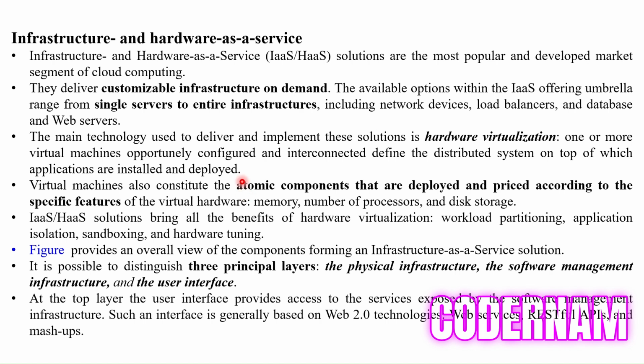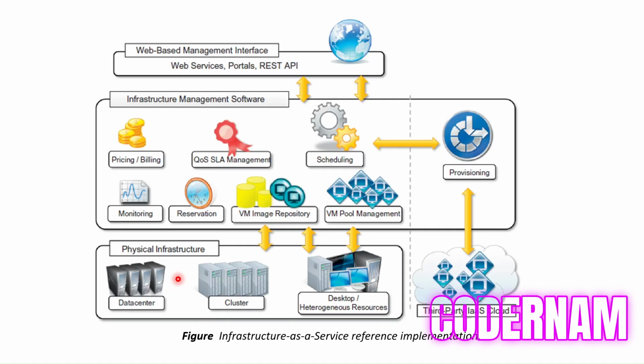They deliver customizable infrastructure on demand, and the available options within the IaaS offering umbrella range from single servers to entire infrastructures that may include network devices, load balancers, and database web servers. So the main technology used to deliver and implement these solutions is hardware virtualization. This is one or more virtualized machines opportunely configured and interconnected. It defines the distributed system on top of which applications are installed and deployed. So it is possible to distinguish three principal layers, that is the physical infrastructure, the software management, and the user interface. So this is the diagram for the infrastructure as a service reference implementation.